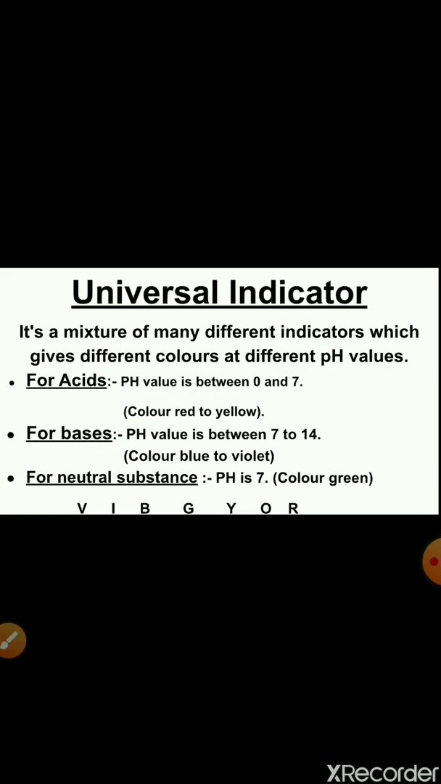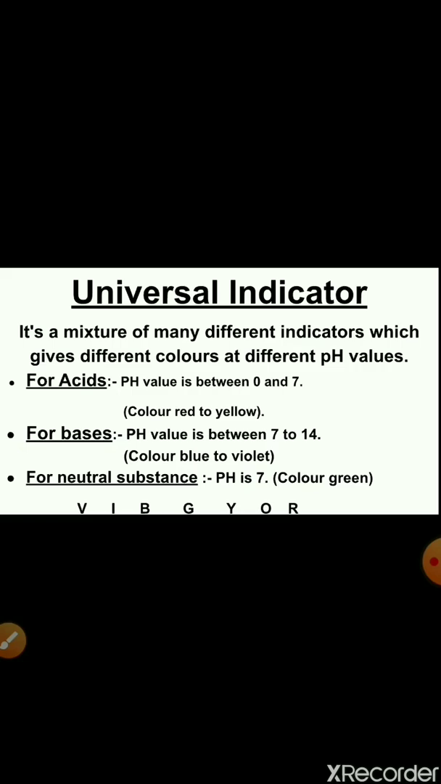So I am giving you information about acids, bases and neutral substances. For acids, the pH value is between 0 to 7, and the color changes from red to yellow. It means 0, 1, 2, 3, 4, 5, 6, 7. All the substances having pH values from 0 to 7 will be acids and their color will be red to yellow.